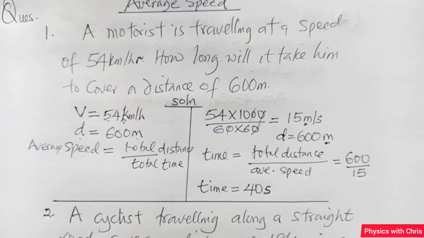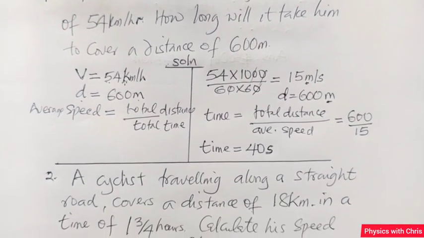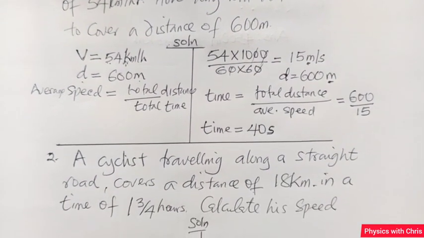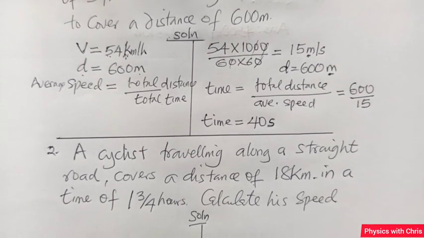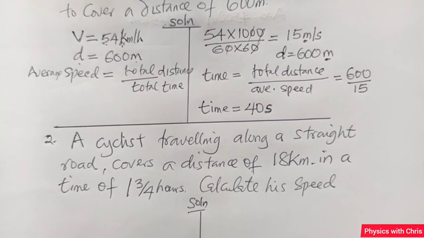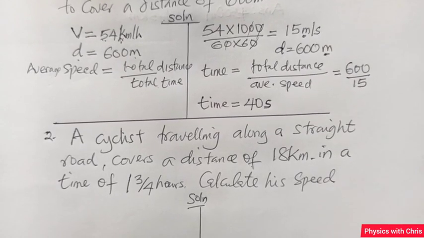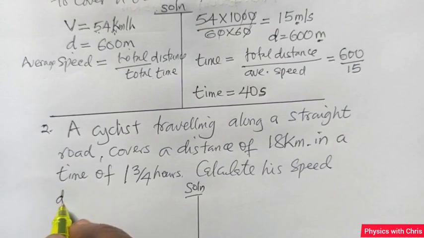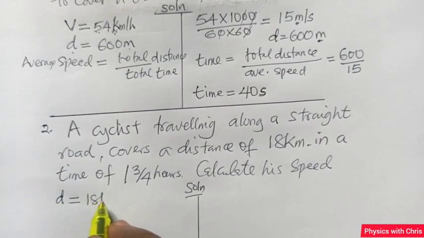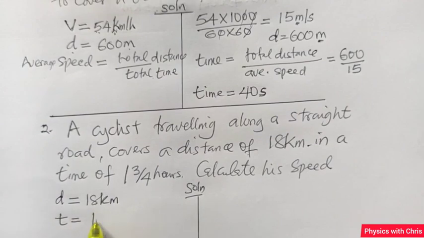A cyclist traveling along a straight road covers a distance of 18 kilometers in a time of 1¾ hours. We have to calculate the average speed of this cyclist. Okay, given distance D is 18 kilometers. The time is 1¾ hours.